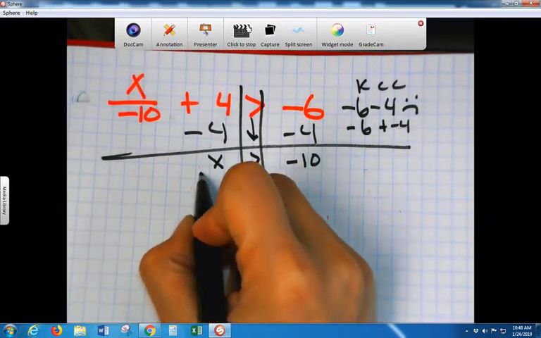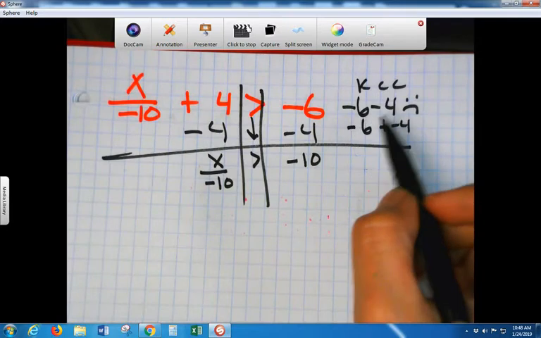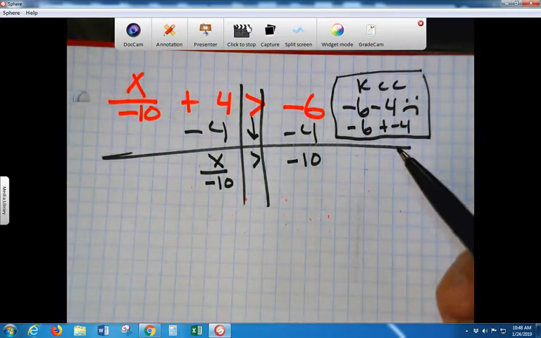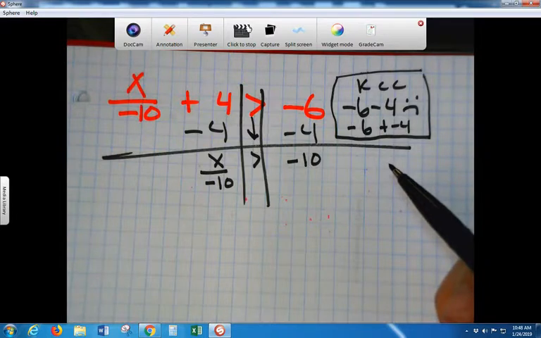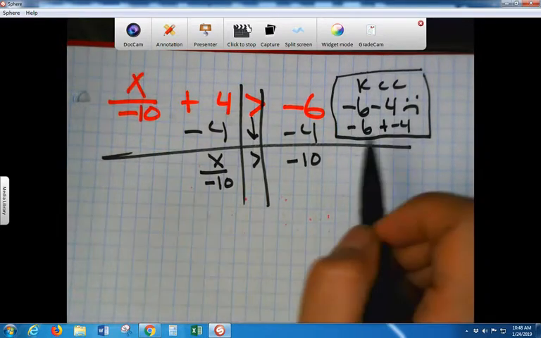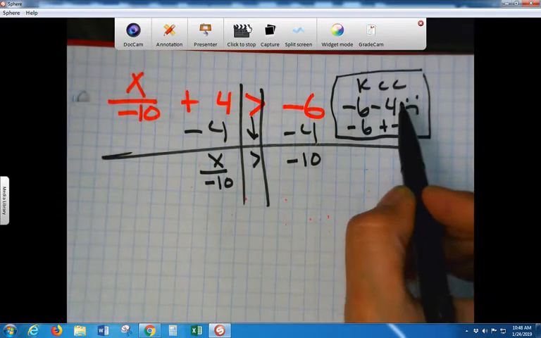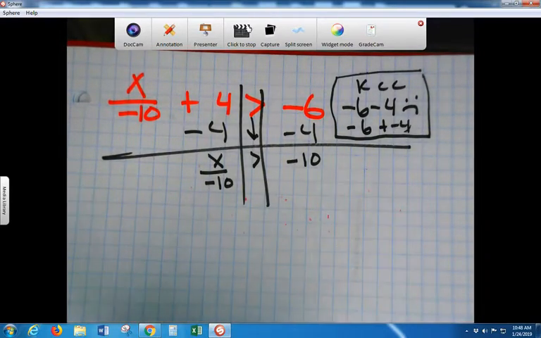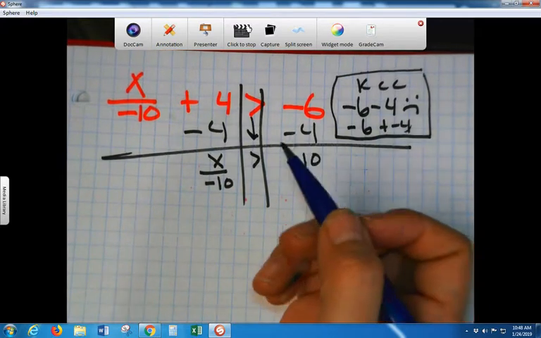X divided by negative 10. Oh, that's a negative. So remember, this is what we learned at the beginning of 7th grade, and we get to use it now. Okay? And you're going to get to use it next year and in high school. This basic skill. Okay? Alright, now what? Multiply by negative 10.